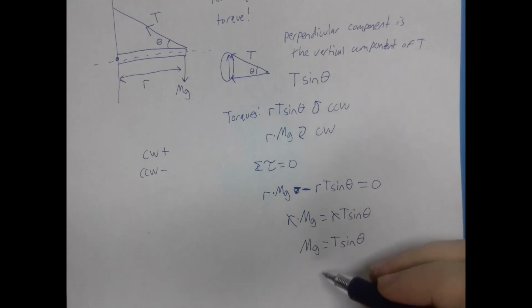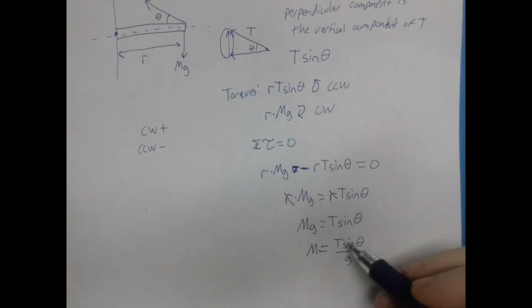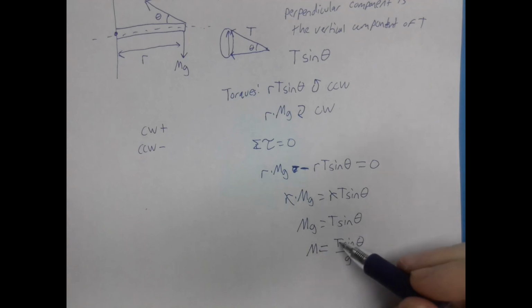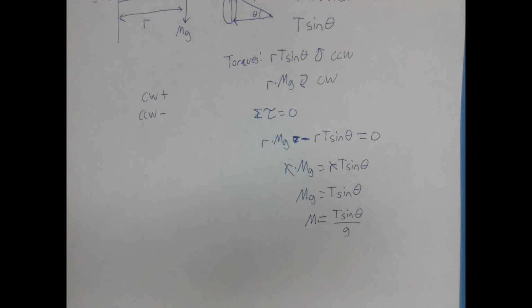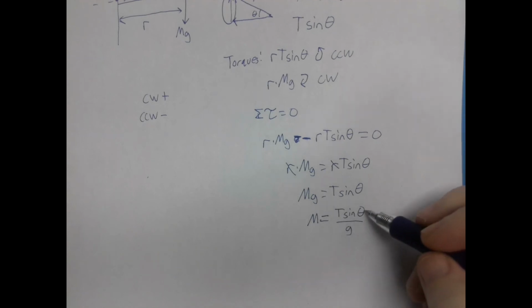And then we can divide by g. And see that the total mass we can support will be the maximum. So the maximum mass we can support will be the max tension times sine of whatever angle that is, divided by g. So if you're given a max tension, you can plug it into this.